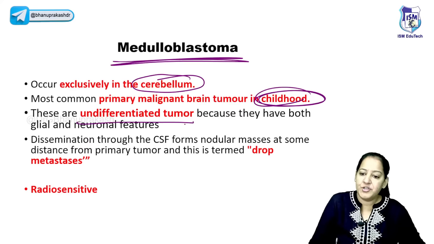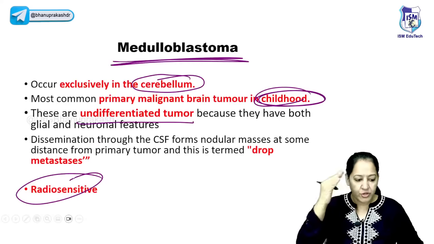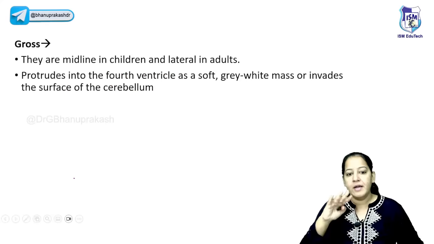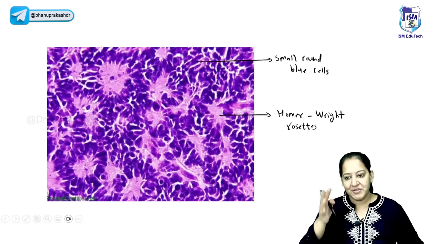It is an undifferentiated tumor of the brain. Medulloblastoma is very radiosensitive. In the introduction, you have to write the important points, please. Got my point? Now, gross is not very important. You can skip. Microscopy is ultra important. Can you see the microscopy?